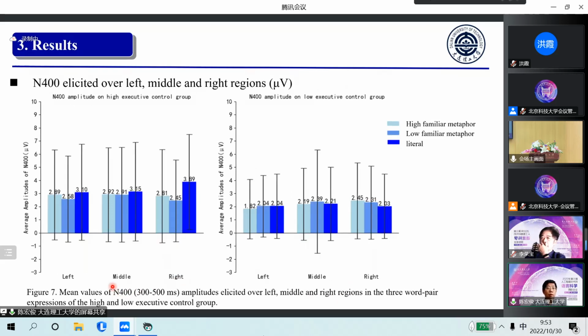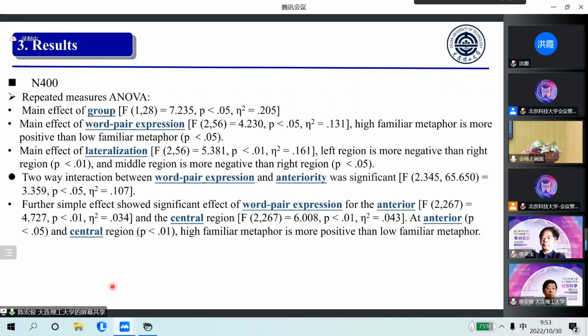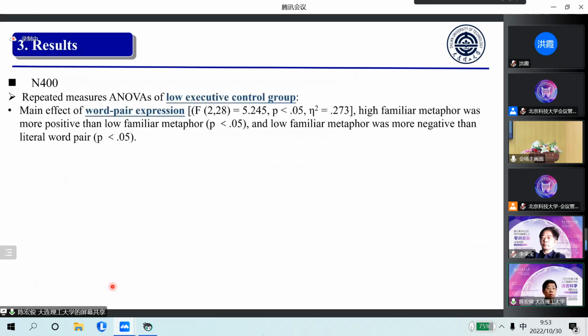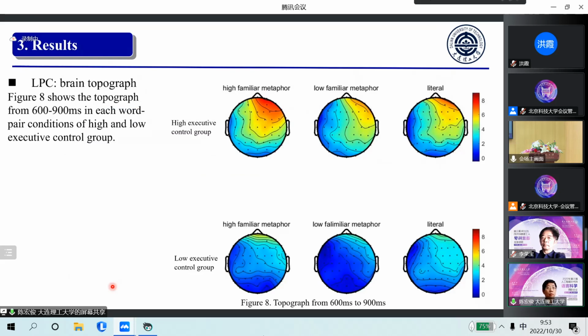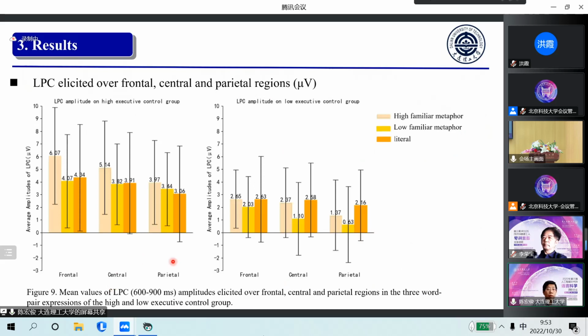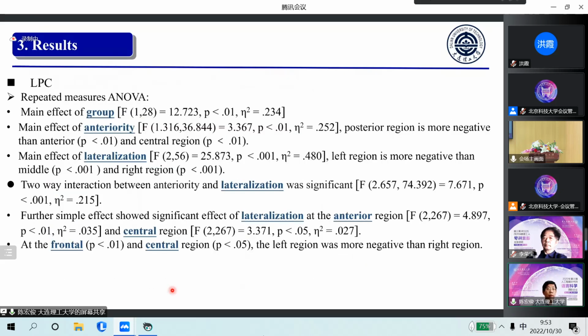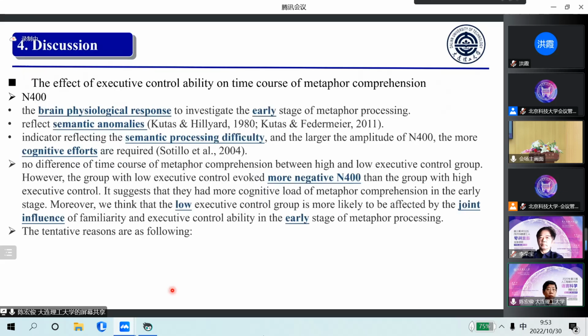And this is the lateralization analysis. Of course, because of time limit, I won't elaborate on this analysis. Also, we conducted the LPC component study. This is the brain topograph, the different patterns, and then this is the region from the front to the parietal, and then this is the left to right comparison.